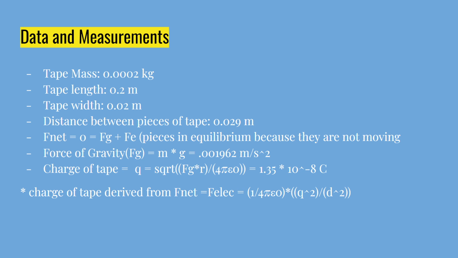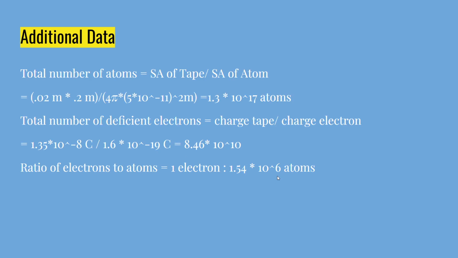So see, at the bottom here, we got 1 over 4 pi epsilon naught times q squared. Q squared because the two tapes have the same charge, and then d squared, the distance between the two. We derive the q from that, and therefore we got our last charge. Additional data, the number of atoms: we took the surface area of the tape and the surface area of the atoms. That'll tell you how many you can fit. Charge of the tape, charge of the electron. This will show you the number of excess electrons.